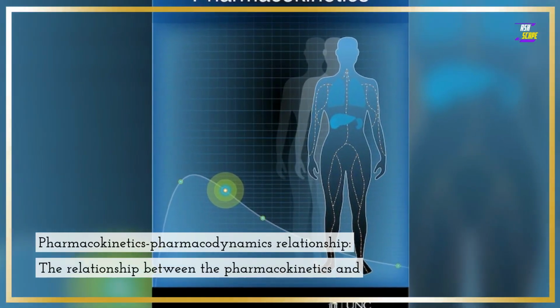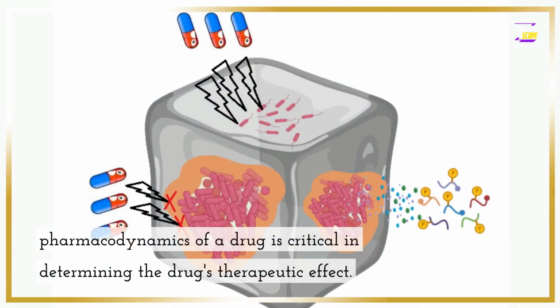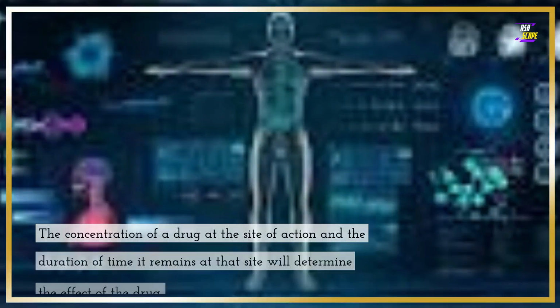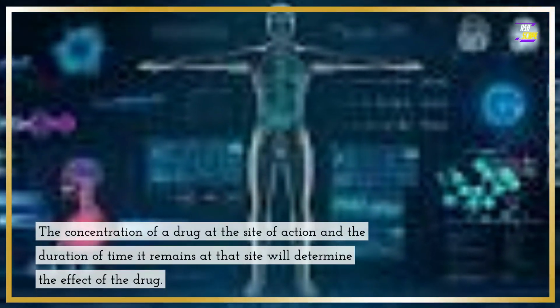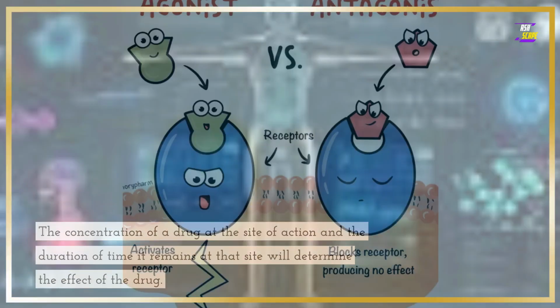Pharmacokinetics-pharmacodynamics relationship. The relationship between the pharmacokinetics and pharmacodynamics of a drug is critical in determining the drug's therapeutic effect. The concentration of a drug at the site of action and the duration of time it remains at that site will determine the effect of the drug.